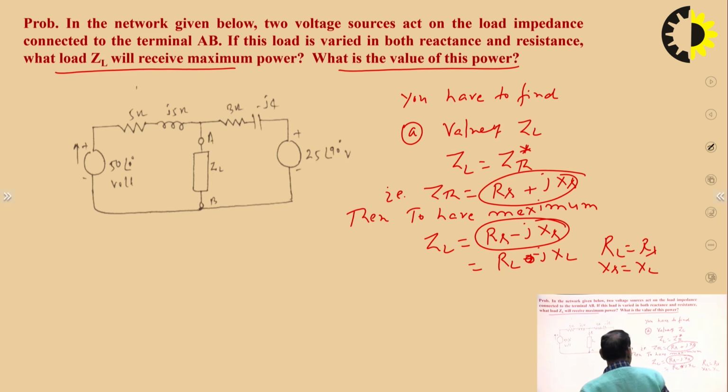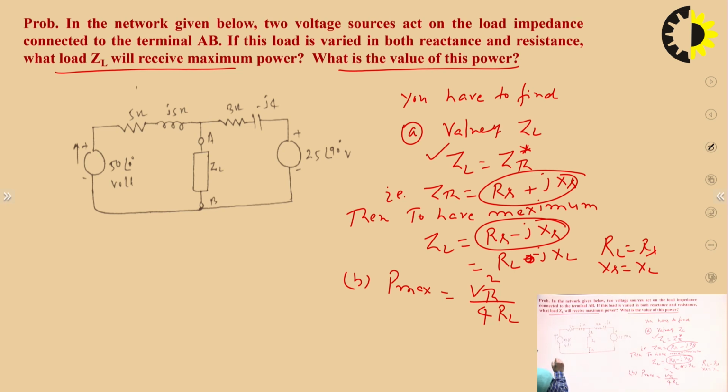Okay. So, in this way we can find out the ZL, and the second part is maximum power. Maximum power P max is VTH square upon 4 RL. Okay. So, you have to find this value of ZL and the value of maximum power.